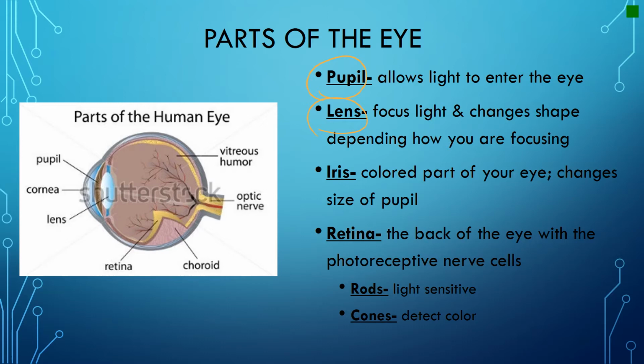The retina is the back of your eye. And that's where all your photoreceptor nerve cells are. The photoreceptors: photo means light, receptive means that it's the things that receive it. And so it's the things that receive light and then it transfers that information up to your brain to process.